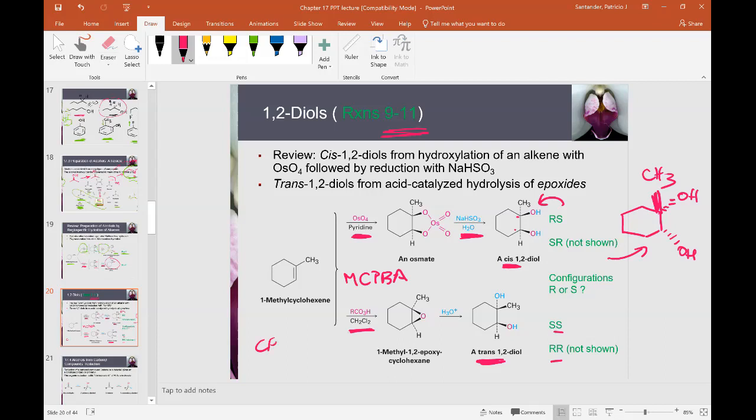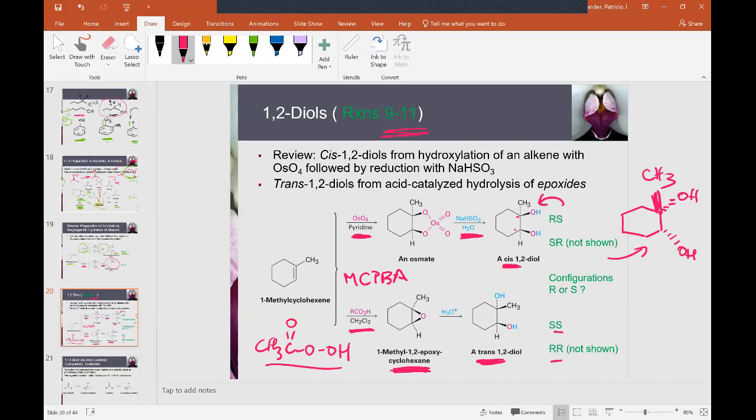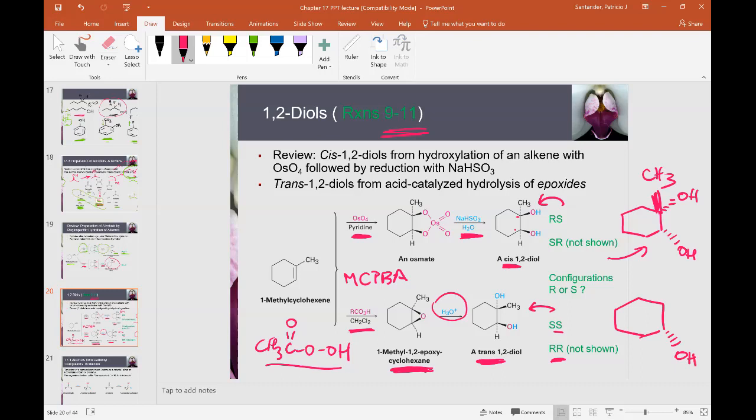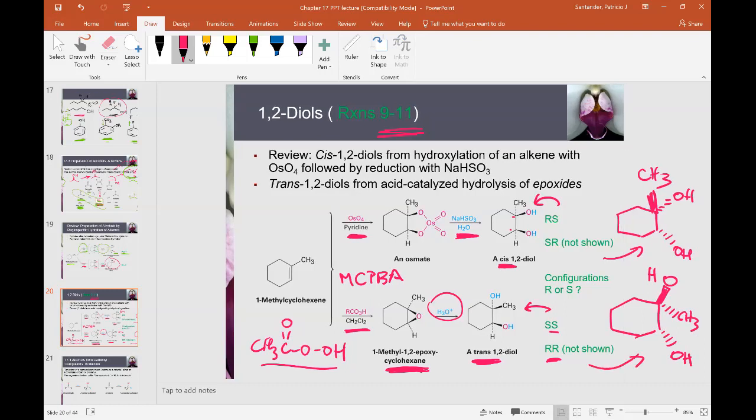You can use something like CH3COOOH, and that is peroxyacetic acid. It works equally well. You form the corresponding epoxide, and then by an acid catalyzed addition of water, you have the opening of the epoxide and you will get the SS isomer that is shown there, or you can get the RR. I will draw the RR for you here. So the RR will be with this OH down and this OH up, and the methyl group here will be down, right? So that is the RR, this is the SS.